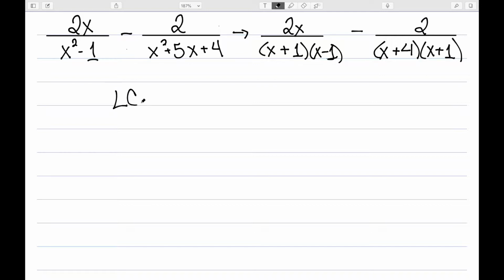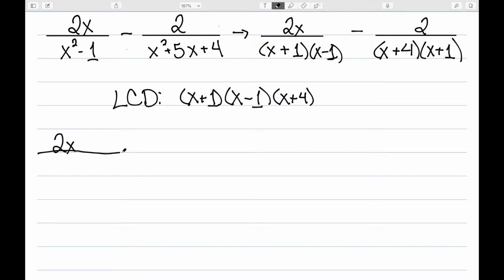From there, we can find the LCD. The first fraction has an x plus 1 and an x minus 1. The second fraction has an x plus 4 and an x plus 1, which we already wrote down. Rewriting my first fraction, we already know has an x plus 1 and an x minus 1 in the denominator, but we're missing the x plus 4. So we'll include that on both the top and the bottom.